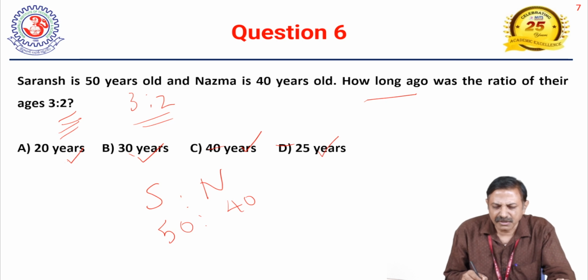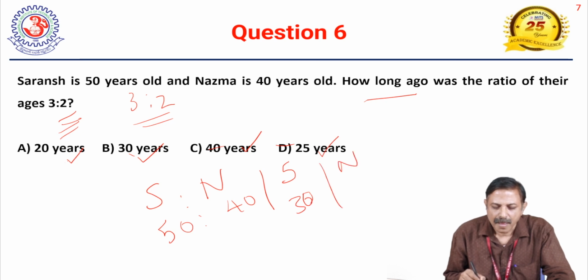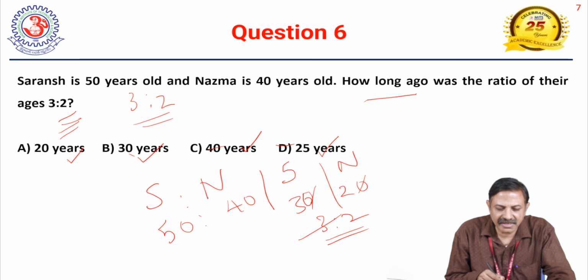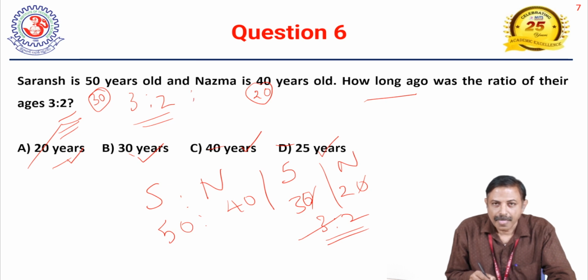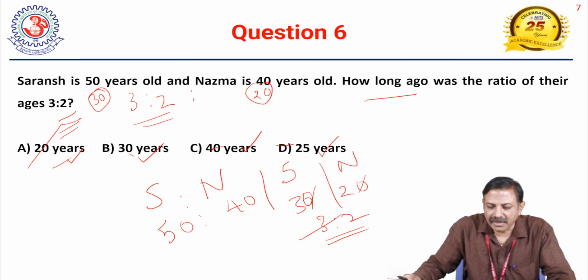Let me take the first option, 20 years ago. What will happen to Saranj? 50 minus 20, he will be 30 years of age. In the same way, Nazma is 40; 20 years ago, she'll be 20 years of age. That means the ratio is 3 is to 2. That's the answer. So the first option, 20 years, is the answer, because Saranj is 50, 20 years ago he'll be 30. Nazma is 40, 20 years ago she'll be 20. So 30 is to 20 ratio means 3 is to 2. It's very simple. Let us go to the next one.